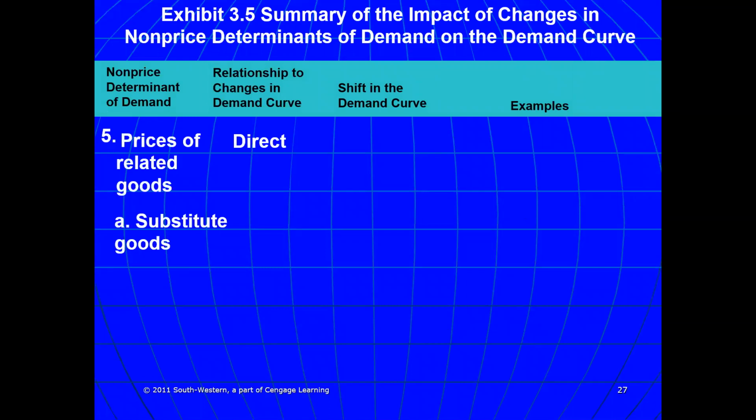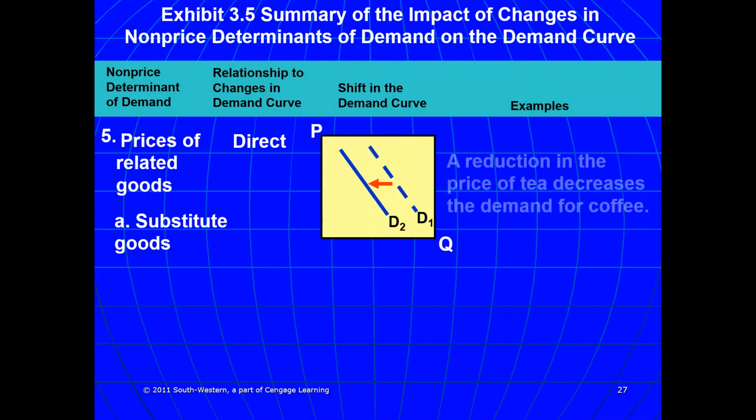Prices of related goods. Under this category, there are two key terms, substitute and complementary goods. So let's talk about substitute goods. So this might be tea and coffee. This might be Dr. Pepper and Dr. Thunder, Coke and Pepsi, DVDs and streaming services that are online.